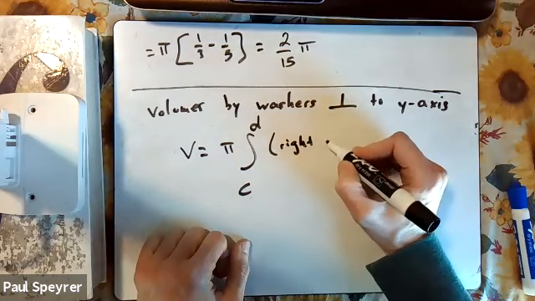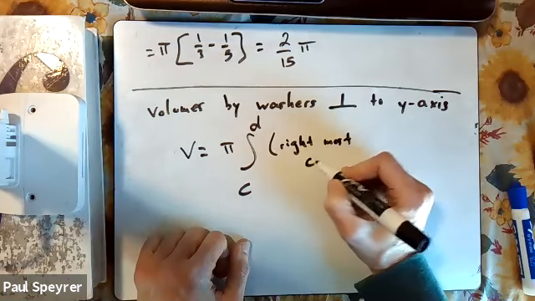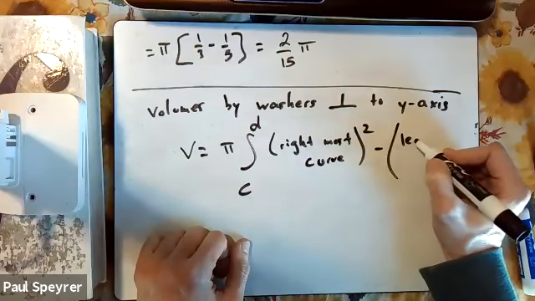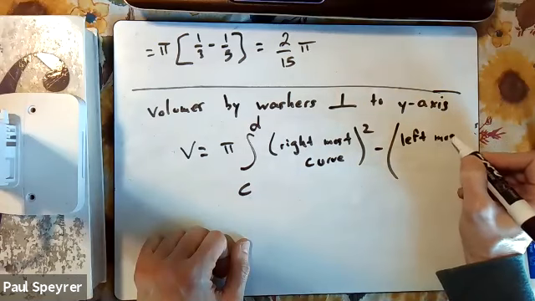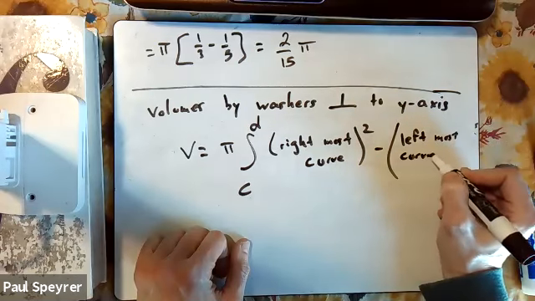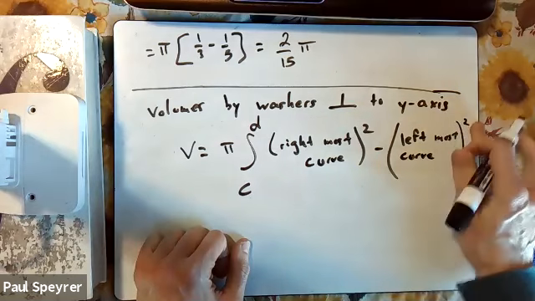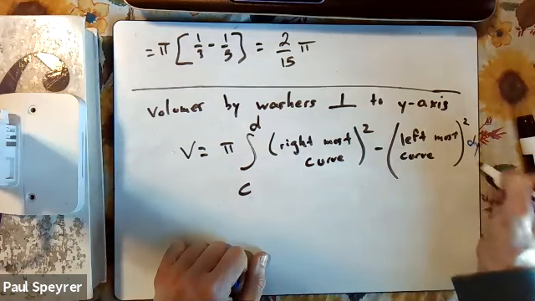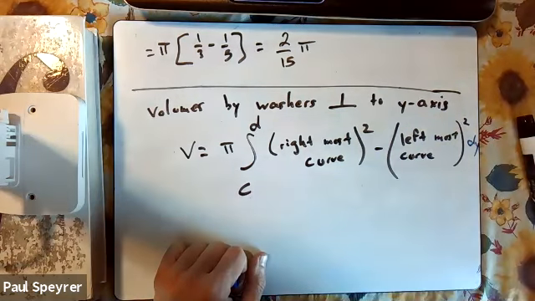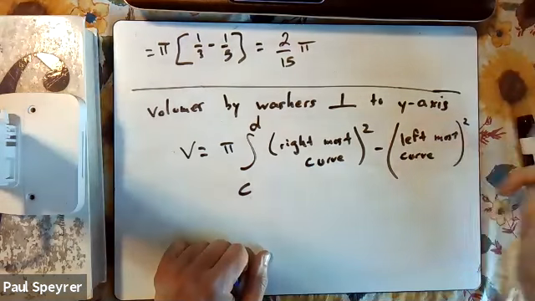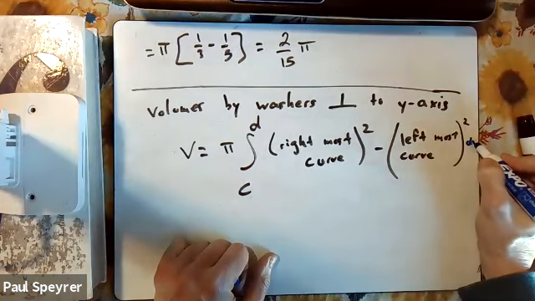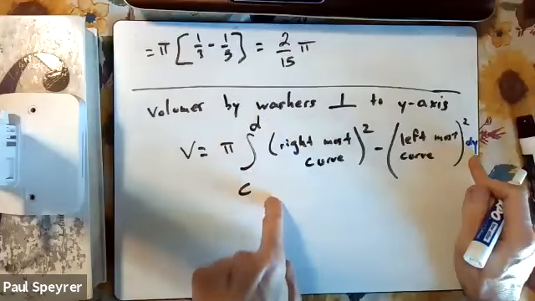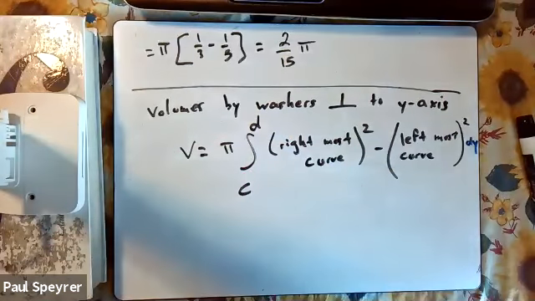We're going to say rightmost curve, and then squared, minus the leftmost curve, squared, and then dy. dy right there. Very important, right? So all this stuff has to be in terms of y now. The limits, your equations right there.